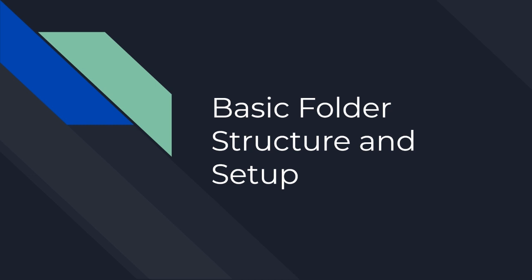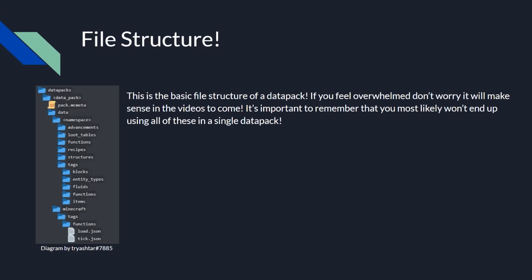Let's get into the basic folder structure and setup. This is the basic structure of a data pack. As you can see here, you have the main datapacks folder, and this is inside of the world save. And then right here where it says data pack, that's the name for your data pack. So if you were making one called Sky Factory, you'd call that Sky Factory. Pack.mcmeta is just a file that tells Minecraft that this is a valid data pack and not just some random folder. Data is where you keep your namespaces.